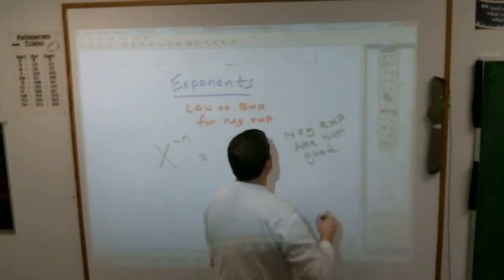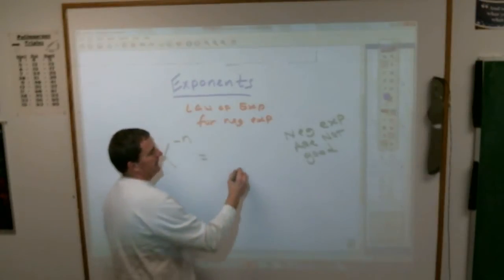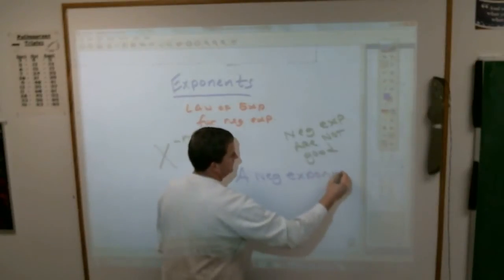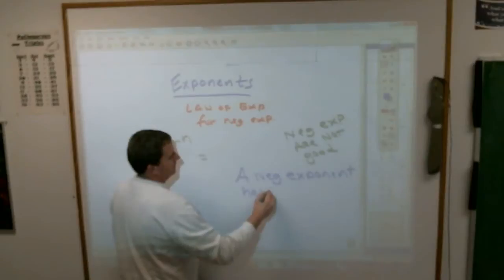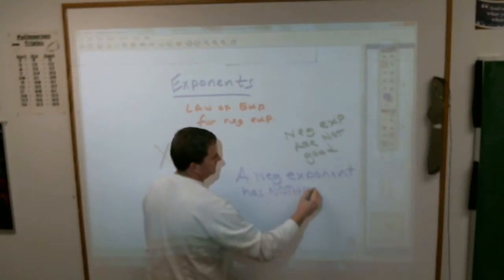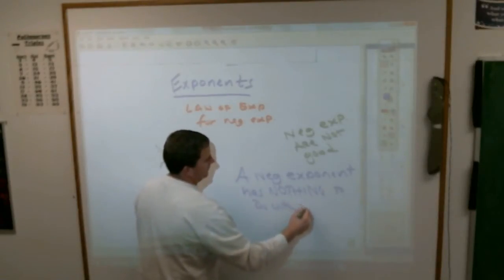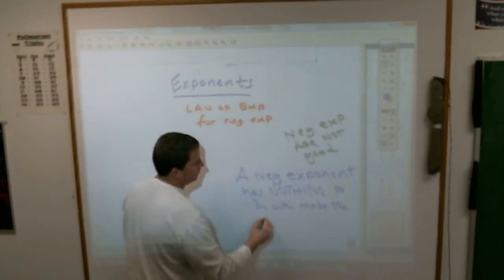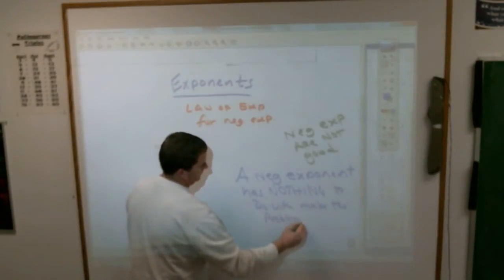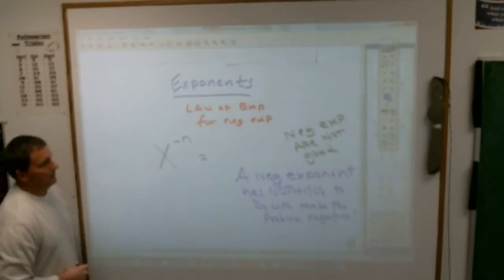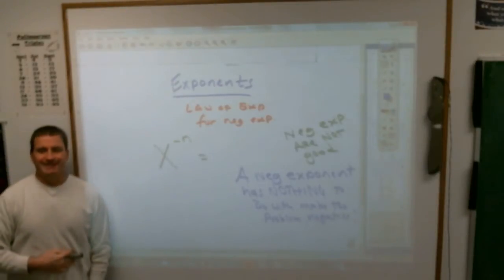Write this down in huge, ginormous letters. A negative exponent has, in capital letters, nothing to do with making the problem negative! In other words, just because you see a negative exponent there, kids, do not think that that makes the problem negative, because it does not.